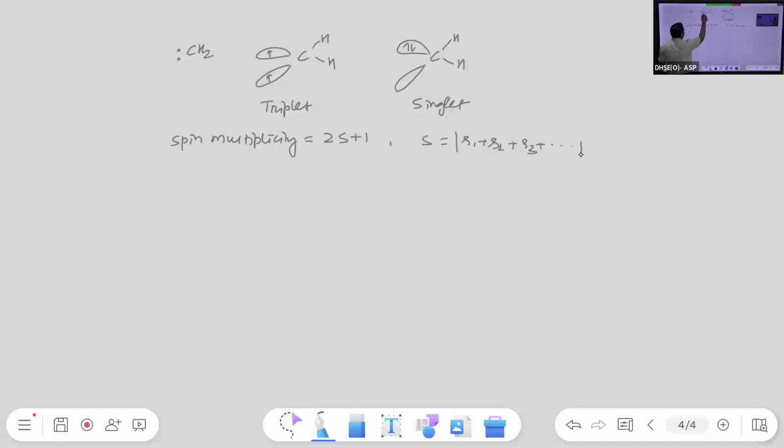Here there are 2 electrons, so half plus half, both are the same, either clockwise or anti-clockwise. Taking the mod gives 1, so 2S plus 1 is 3. Here, 1 is half and the other must be minus half, so the sum is 0, and 2S plus 1 becomes 1. Understood? From here we got the names triplet and singlet. It is based on the values of spin multiplicity. So these are the reactive intermediates.